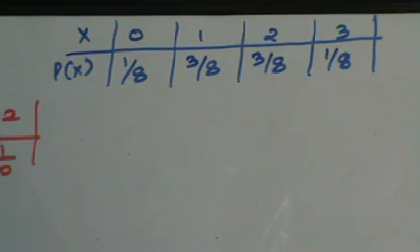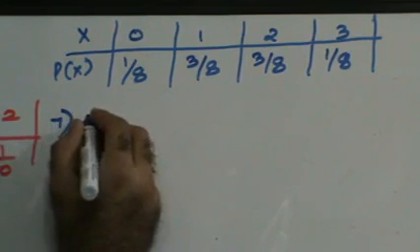A dice is thrown twice. Getting an odd number is termed as success. Find the probability distribution of success.